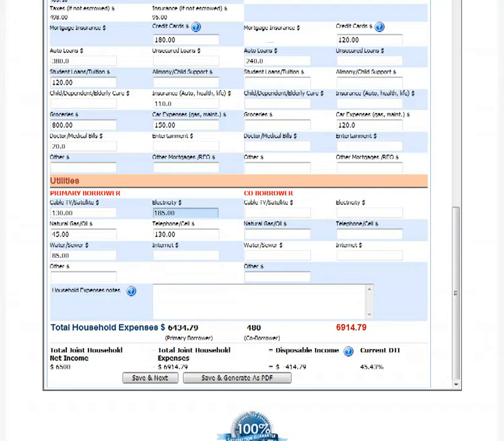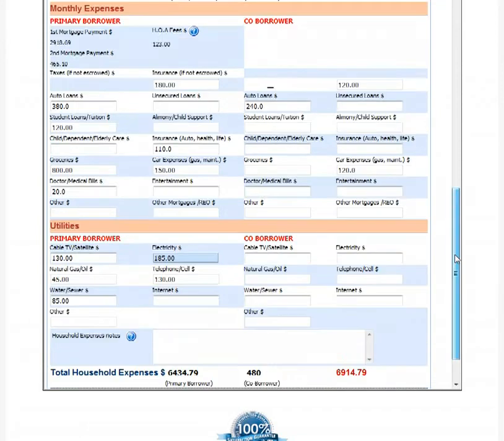This is one reason that you may wish to consider adding live support to your software package. Likewise, if you have too much disposable income, your bank servicer may only give you a modest modification or deny you completely. The third tab is the Proposals tab.